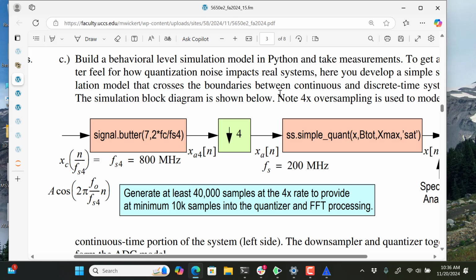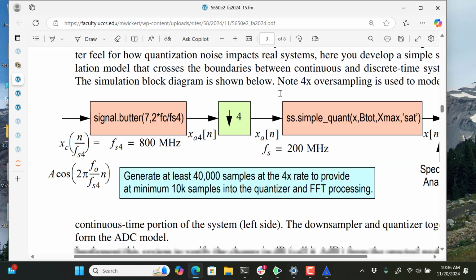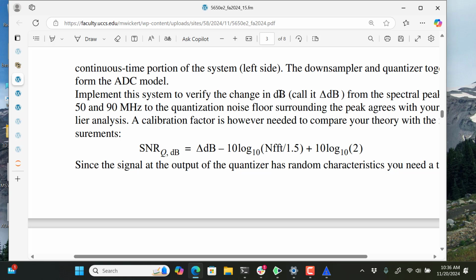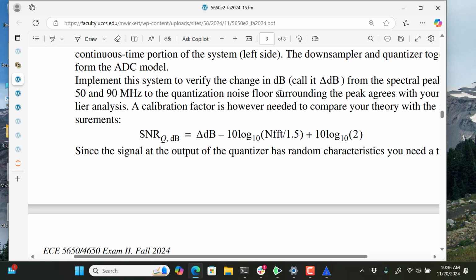And because this is a tricky little calculation to get the SNR calculated correctly, I've got this formula I'm giving you to say, how do I get there? And you're going to get there by taking a measurement on the spectrum, the power spectrum estimate at the output, and then apply this equation to it.